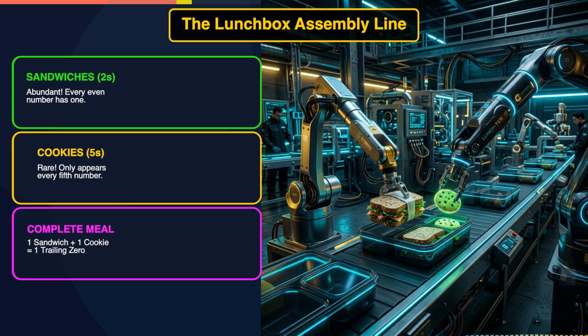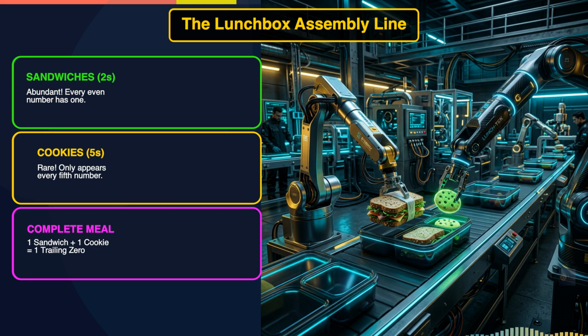Since we have a massive surplus of sandwiches, the number of complete meals is strictly limited by how many cookies we can find. Wait. Some special boxes, like 25, actually contain 2 cookies. Our goal is simply to count the total number of cookies in the entire factory.